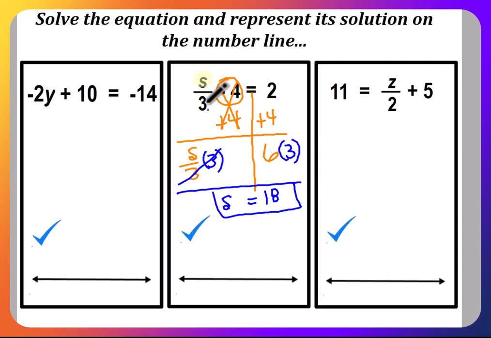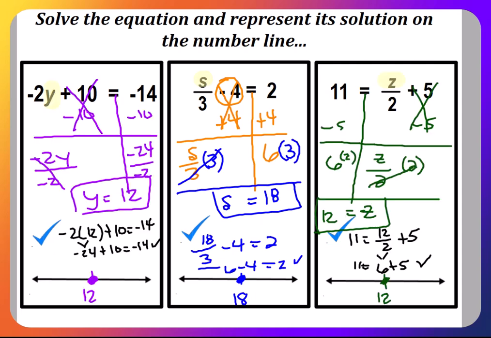Check your work. Come back in here and say, okay, let me replace S with 18. So 18 divided by 3 minus 4 should equal 2. Order of operations says to divide first. 18 divided by 3 is going to give us a 6, and 6 minus 4, does that equal 2? Yes, it does. We solved it correctly. And then you can represent the solution on the number line. The solution is 18, so I'm just going to put 18 right here and put a filled in circle dot. There's your solution. Okay, pause the video, solve the remaining 2 problems, come back and check your work.